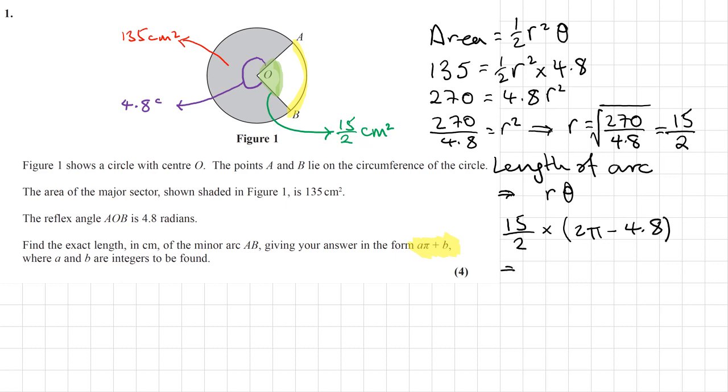Let's multiply that out and see what we get. So the first bit will give me 15 pi, and then the second bit, 15 over 2 multiplied by 4.8, minus 36. Okay, so there's my answer, and I'll just write down the values of A and B. So A is equal to 15 and B is equal to negative 36. So there we go, question number 1 is done.